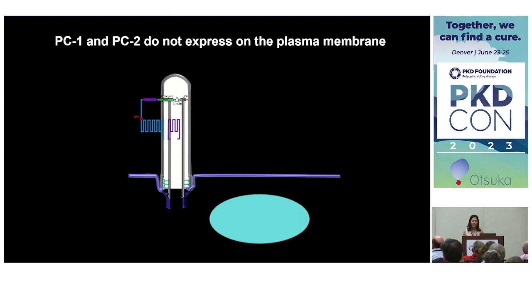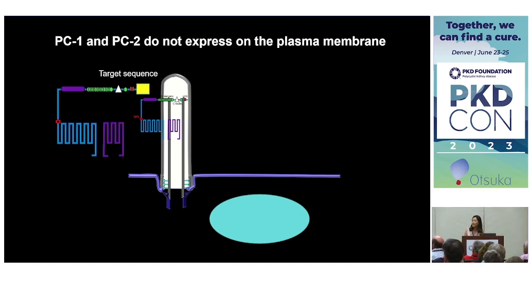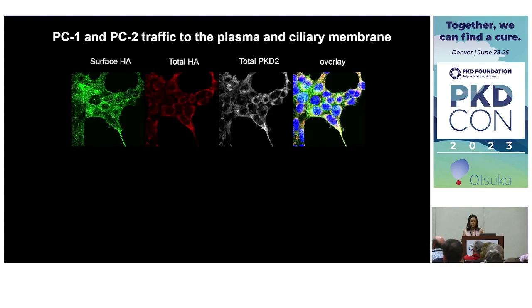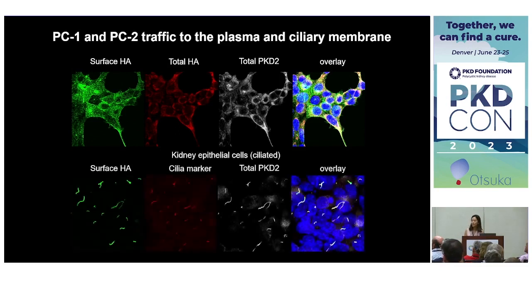So what we did is this. Here's a construct, and we added a signaling peptide at the N-terminus of PC1, and then we enabled the polycystin complex to traffic to the cell membrane. With that, an easier screening is available, so we can just patch clamp the whole cells. And then we confirmed the polycystin expression in the plasma membrane and also the ciliary membrane.